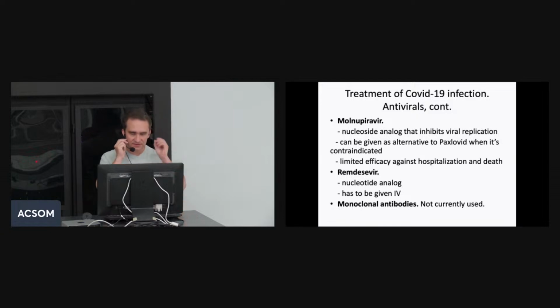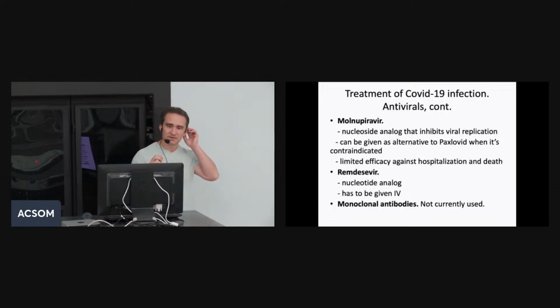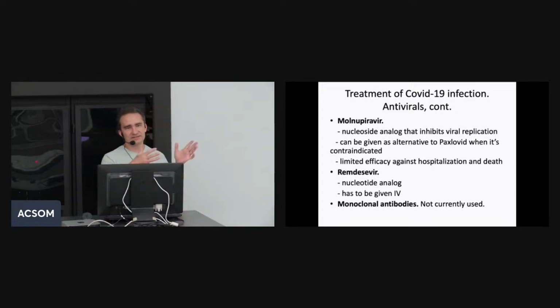Molnupiravir is the second choice. It's a nucleoside analog, which means the virus captures this medication and tries to build the RNA, and it blocks the building of this RNA because you cannot build the next nucleotide on it. It can be used as an alternative to Paxlovid when Paxlovid is contraindicated, but it's overall less effective than Paxlovid.